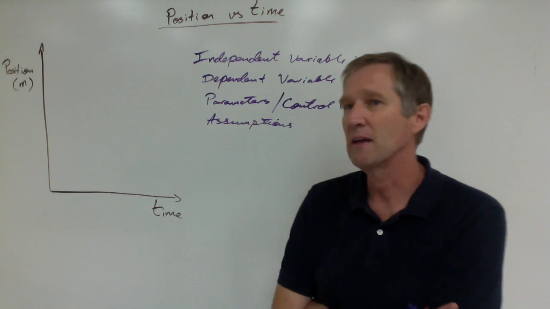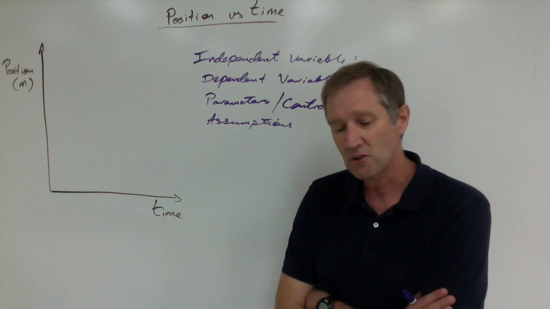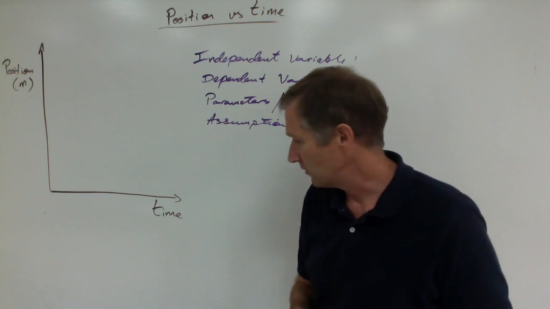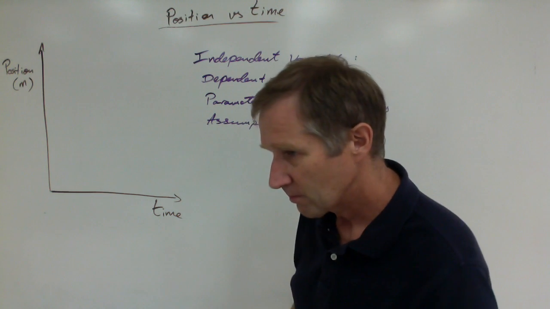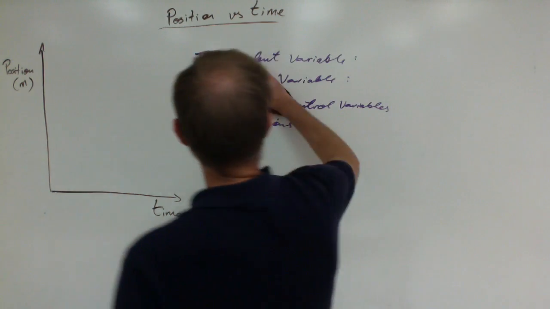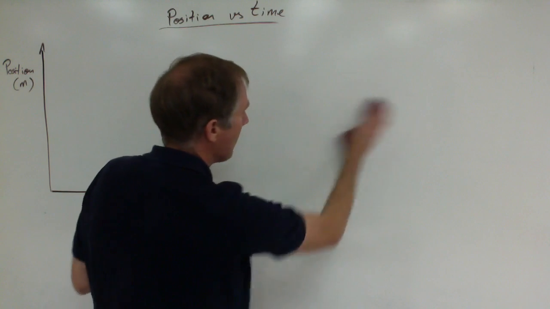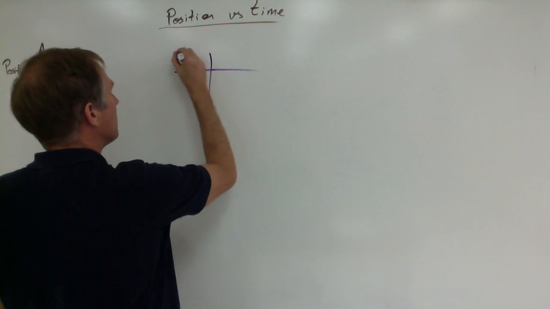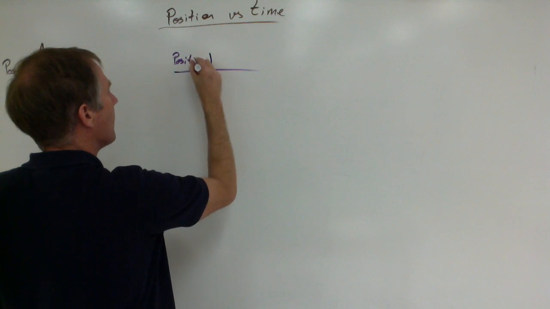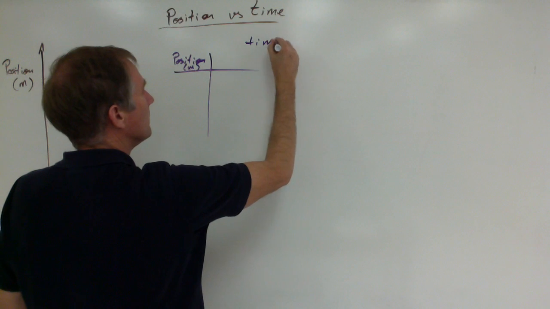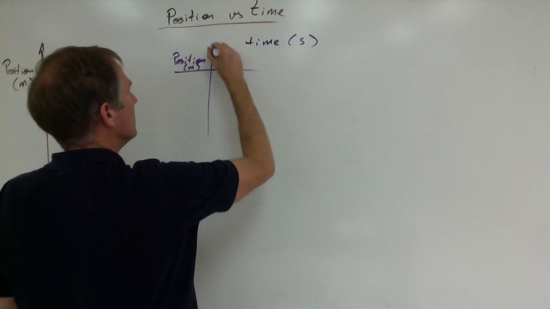Your independent variable in this physics class is defined by how you collected the data, not how you plotted the data. So let's say that in my data table, I've got my independent variable, position in meters, and then I'm going to make time dependent.